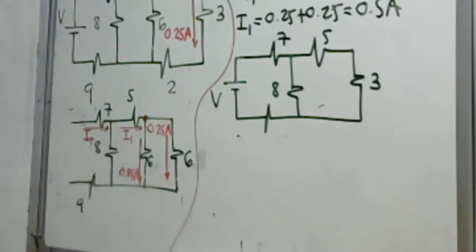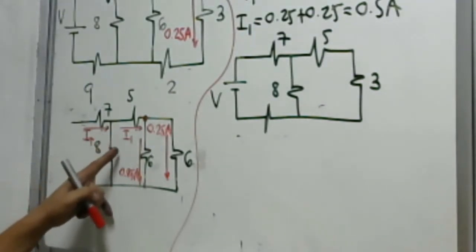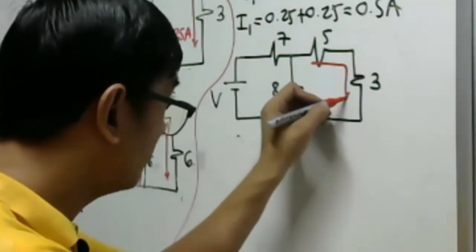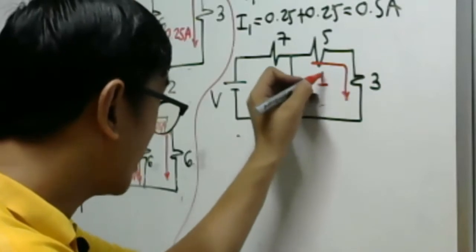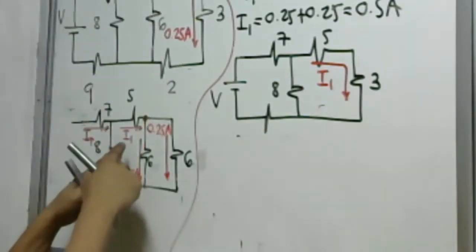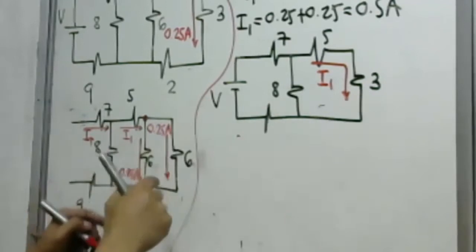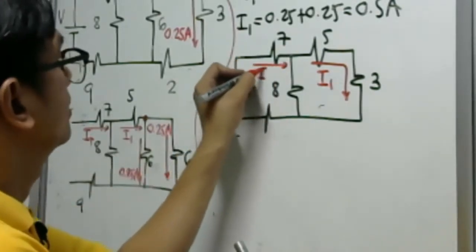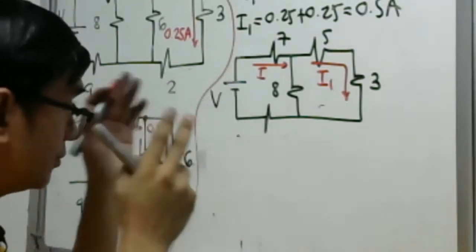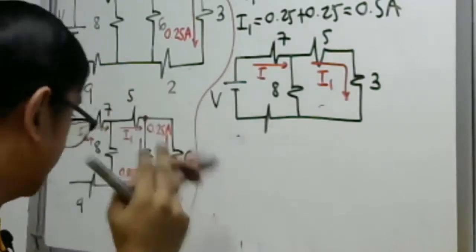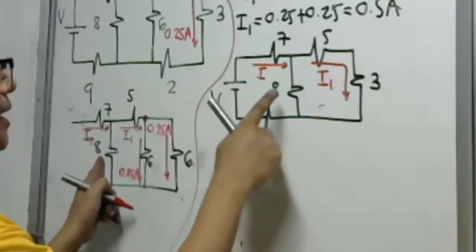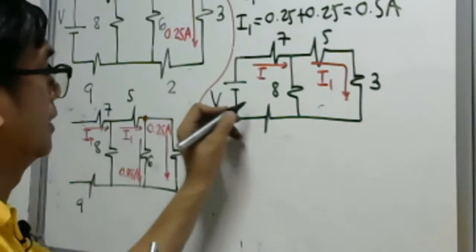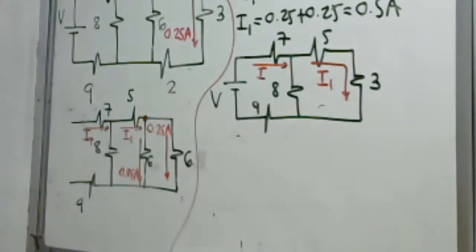Take a look here, guys. We have here our I1, which is the 0.5 amperes. As you see here, there is a total current here. But we have to find first our total resistance. By the way, we have here 8 and we have a 9 ohm resistance here.